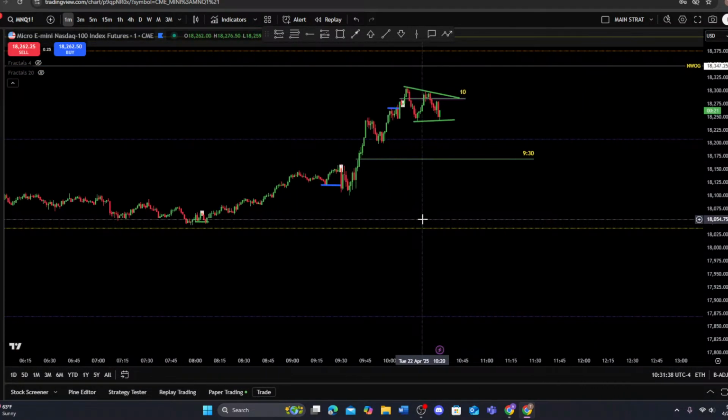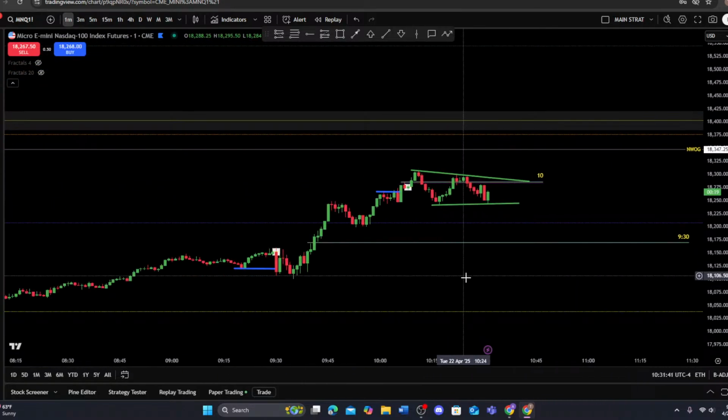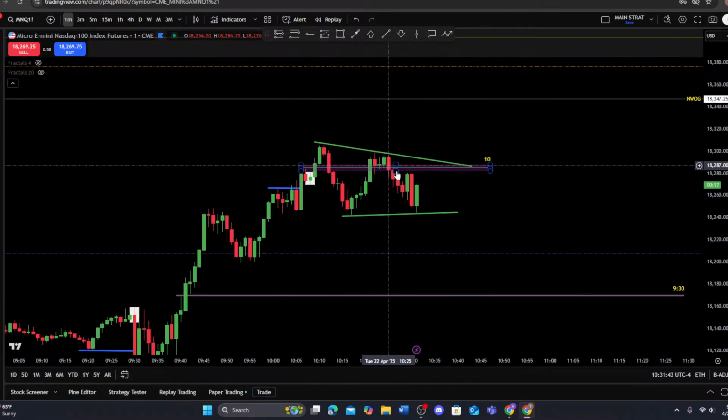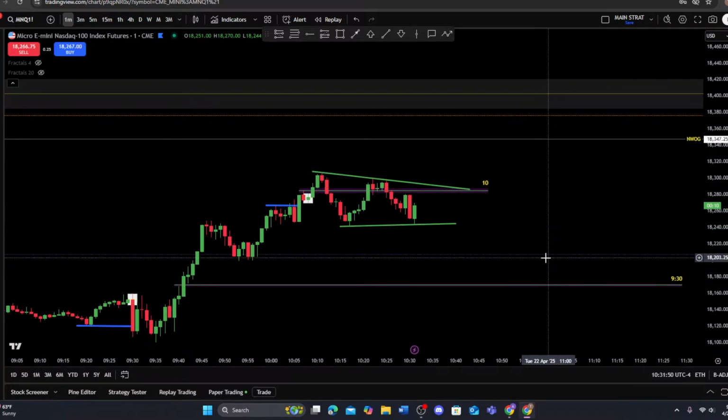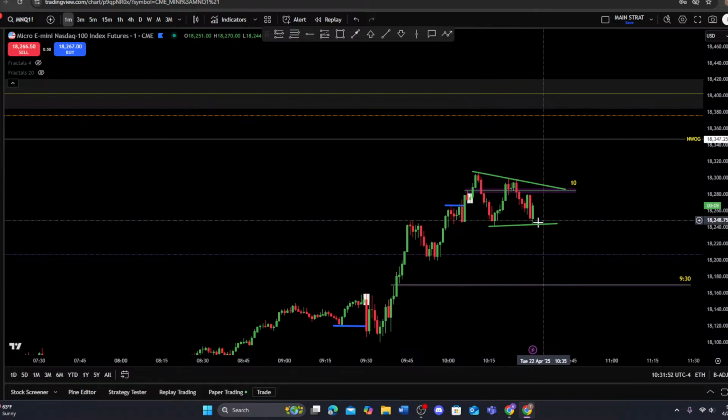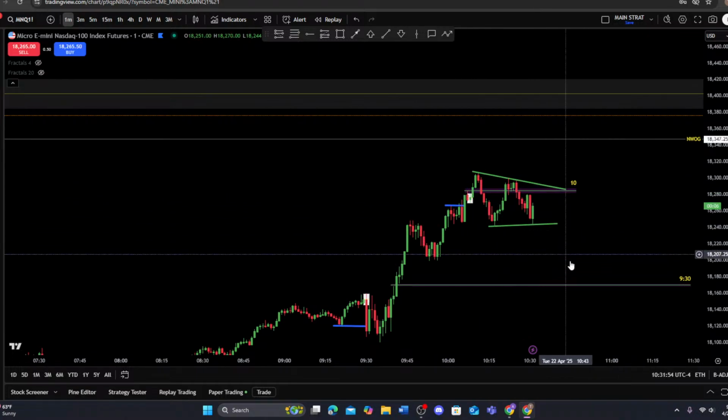Even though I'm not a breakout trader, I still like to put these lines on to kind of measure if we're going to go into consolidation. But I still like to trade the levels like that.